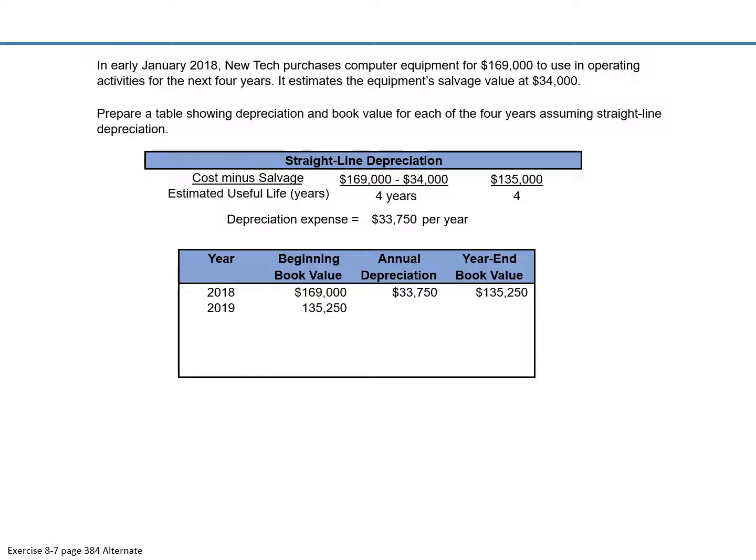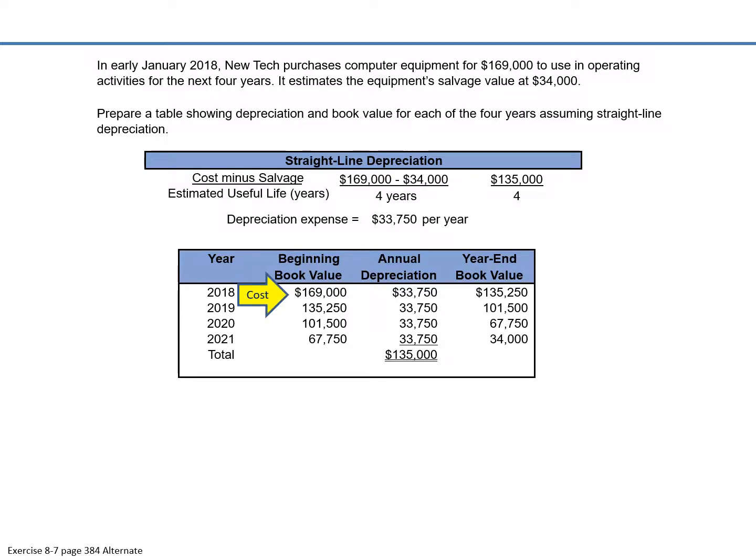Year 2, we start at 135,250. Annual depreciation of 33,750, ending value of 101,500. 2020, we have a value of 101,500 minus annual depreciation of 33,750 equals a year-end book value of 67,750. In the last year, we start at 67,750 minus 33,750 for a net ending value of 34,000, which is what it should be because that's our salvage value.